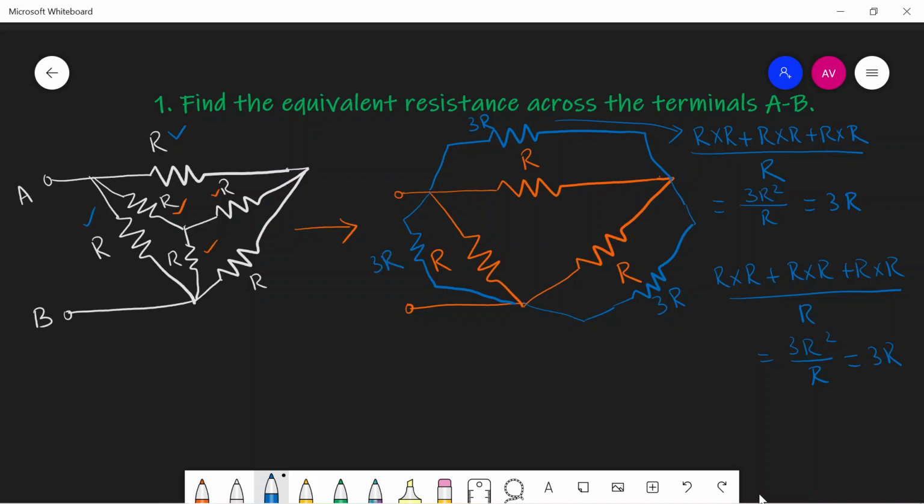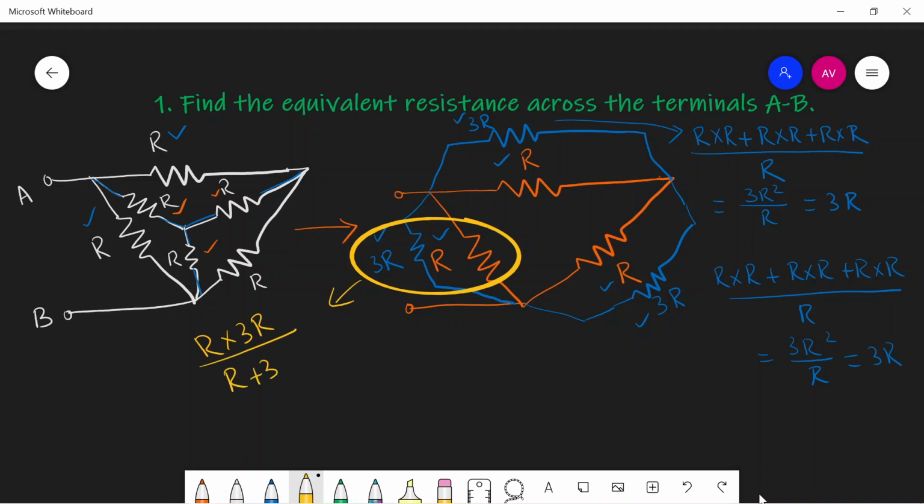Okay, we have converted this star network to delta network. The branches obtained to the delta network of this are parallel to the existing branches. So this 3R is parallel to this R, this 3R is parallel to this R, this 3R is parallel to this R. So here you can find out the equivalent resistance of each and every branch here. So the equivalent resistance for this is R into 3R divided by R plus 3R equal to 3R square by 4R equal to 3R by 4.